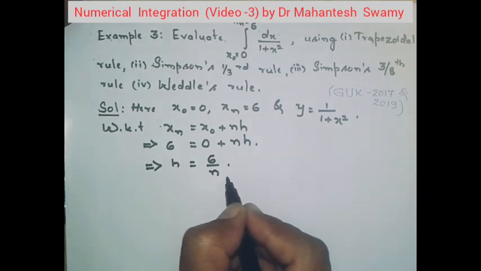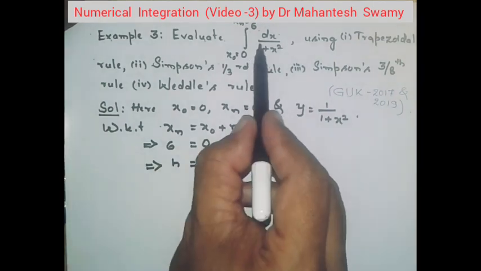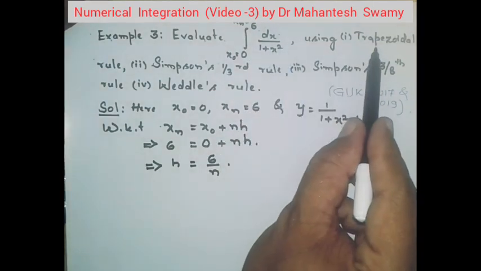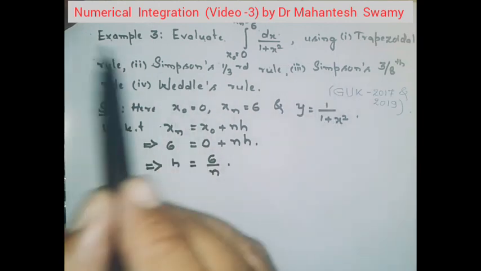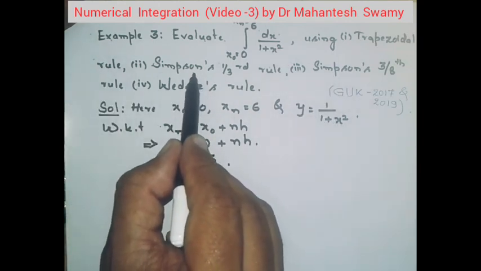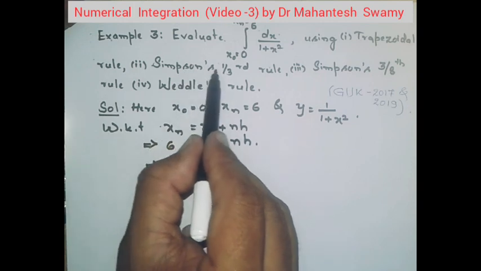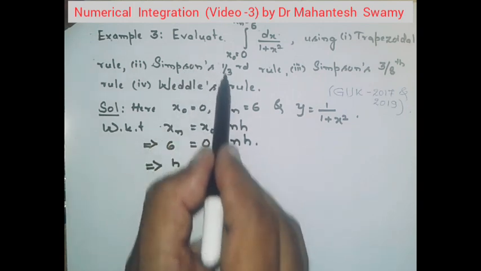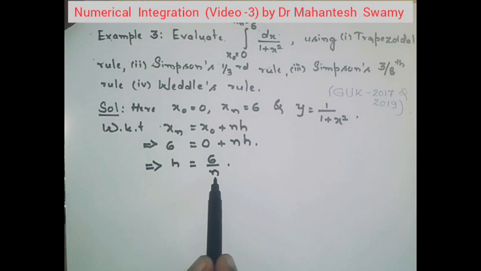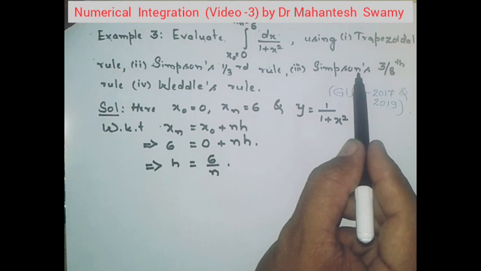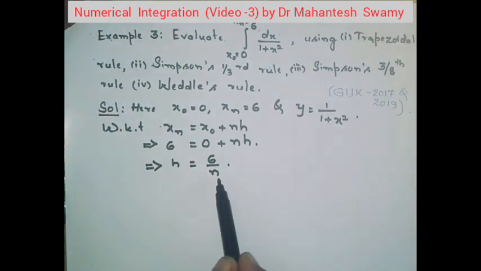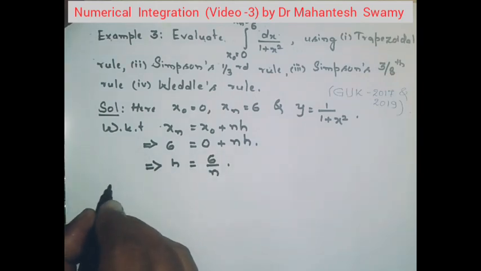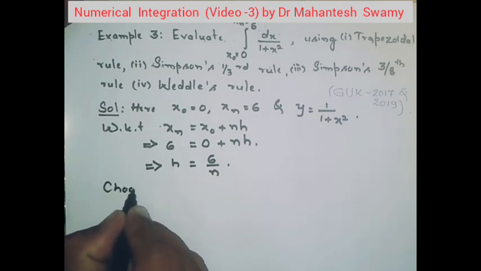In this question, it is asked to evaluate the given definite integral with the help of all the four rules. And there was a condition we have seen in the first video on Simpson's 1/3 rule. To apply Simpson's 1/3 rule, n must be an even number, that is, a multiple of 2. To apply Simpson's 3/8 rule, it must be a multiple of 3. To apply Weddle's rule, n must be a multiple of 6. Therefore, it is convenient if we choose n equal to 6.